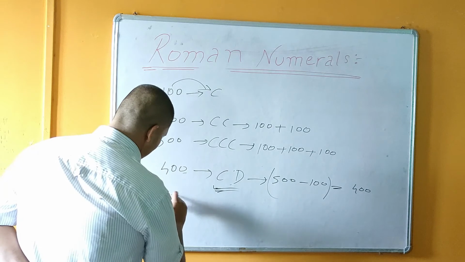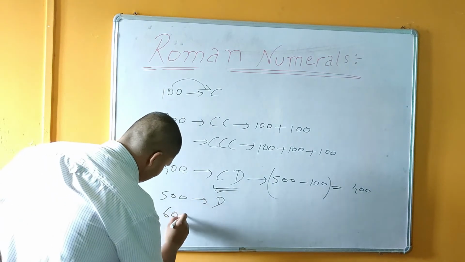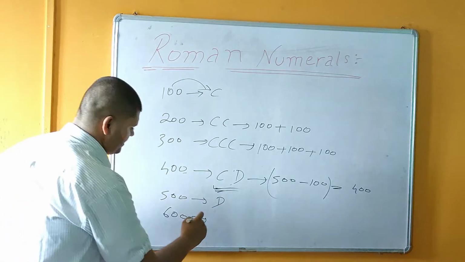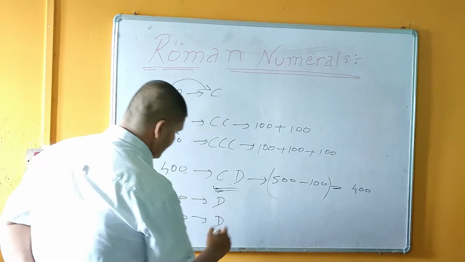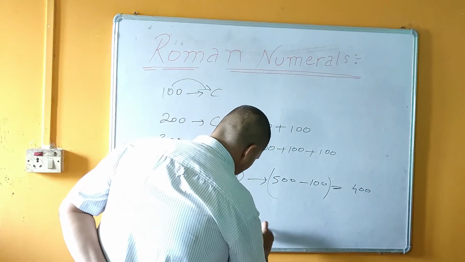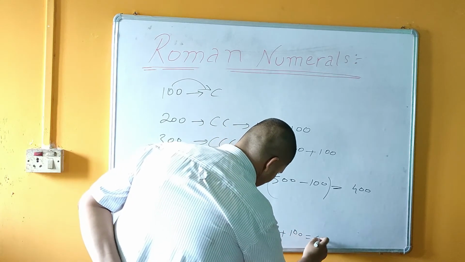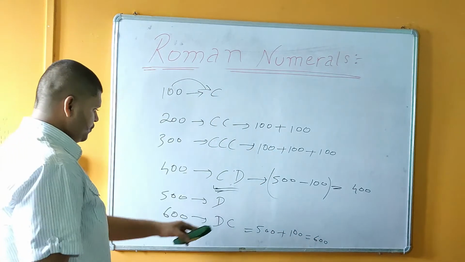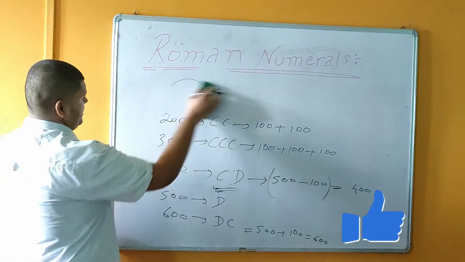Now you want to write 500, simply you write D. You want to write 600, so D means 500, and you want to make 600, that's why C. DC is nothing but 500 plus 100. It is 600, okay? I hope you are clear with 600. Similarly, we can go for 700.